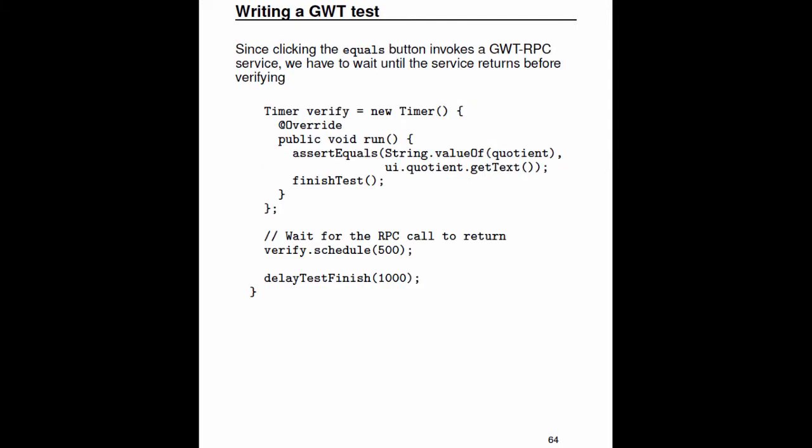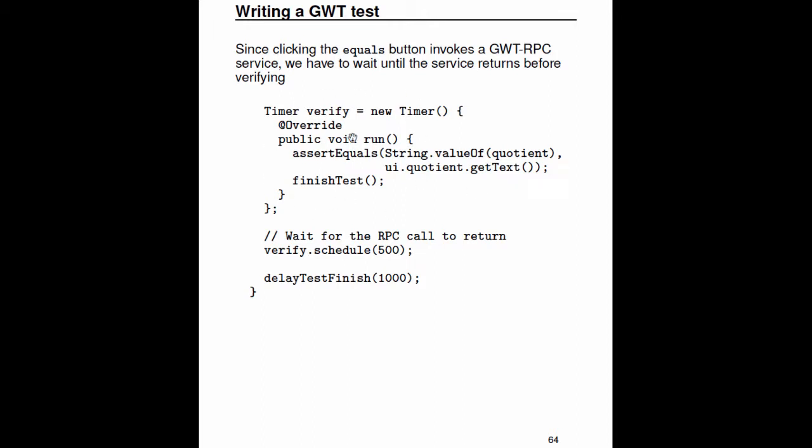When we click the equals button, what that does is it fires the event off. The event then in turn is handled, and as you'll recall, it invokes the remote method. It invokes the divide method, and because it's client code, it has an asynchronous callback. So then we need to wait until that asynchronous callback returns before we go and verify that yes, the quotient was set appropriately.